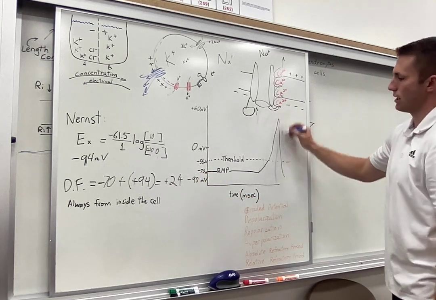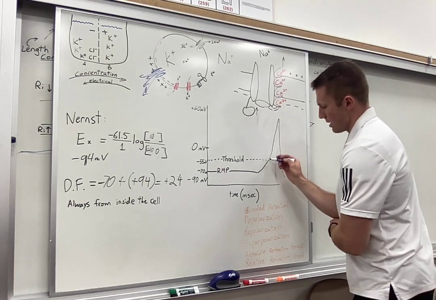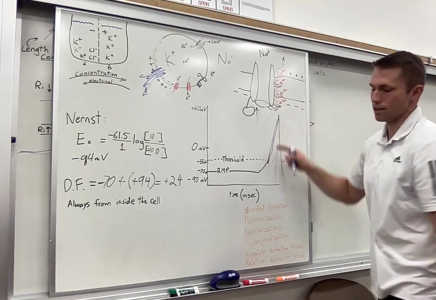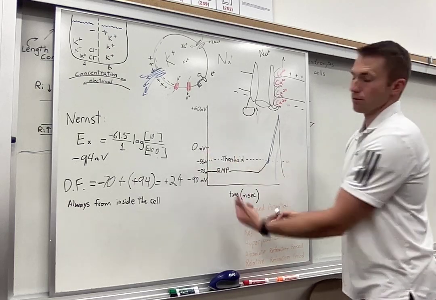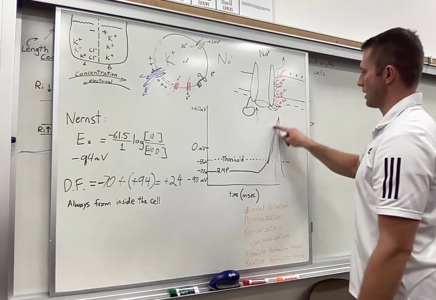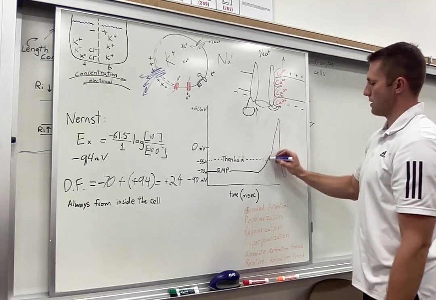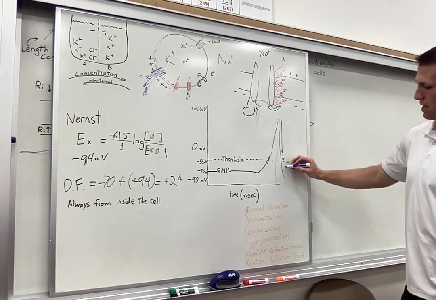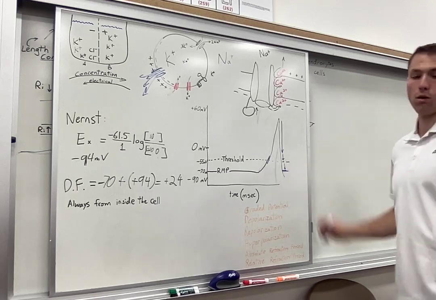This stage is called repolarization. This stage from here to here, that's depolarization, because it's depolarizing, no longer being opposites. It's getting closer to zero. So that stage is depolarization. This stage is repolarization. And then once there's resting membrane potential, that is where we want to be.